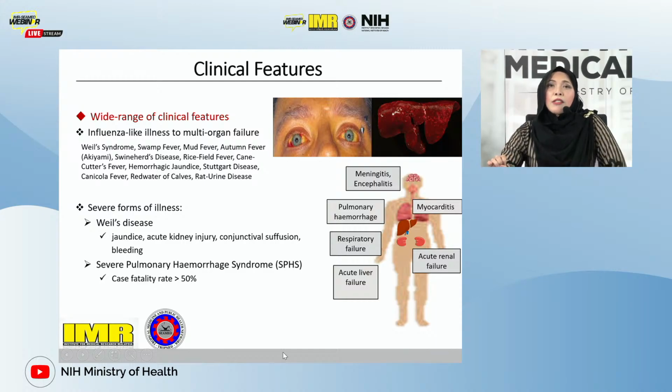The clinical features of leptospirosis may range from influenza-like illness to multi-organ failure, especially in the lung, renal, and liver. The severe forms of illness are Weil's disease and severe pulmonary hemorrhage syndrome, where the case fatality rate may be higher than 50%.